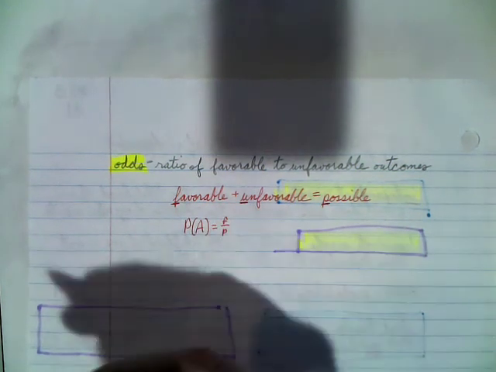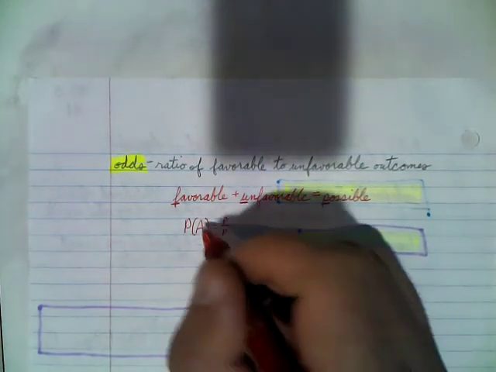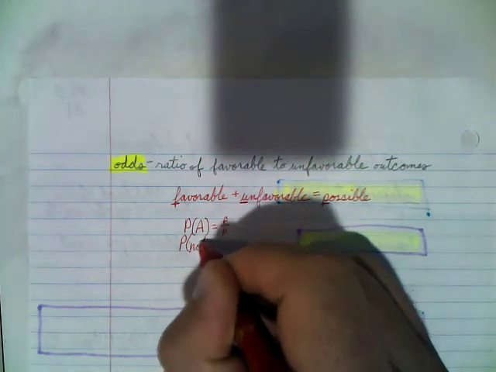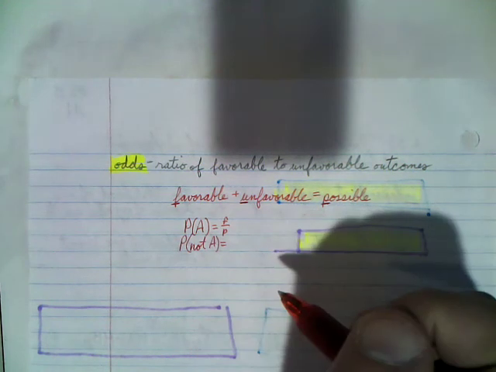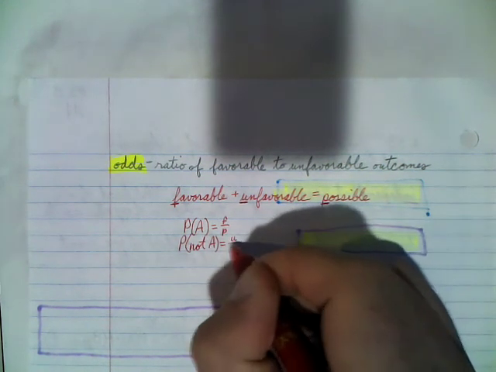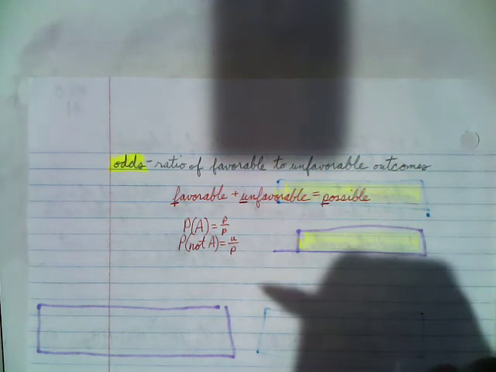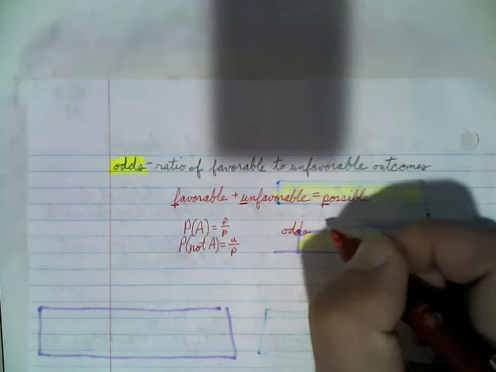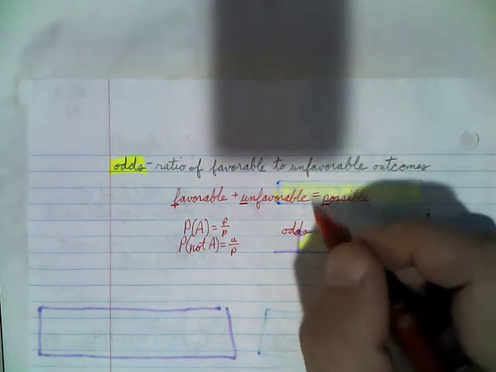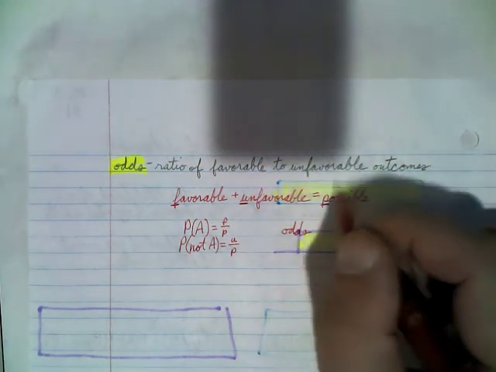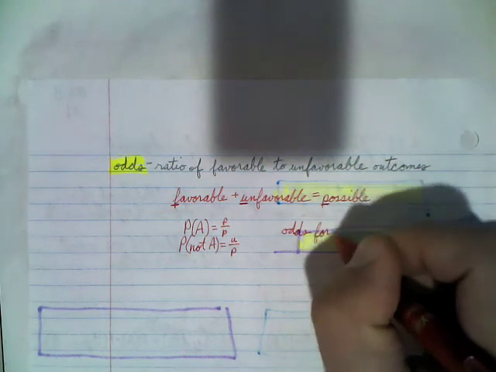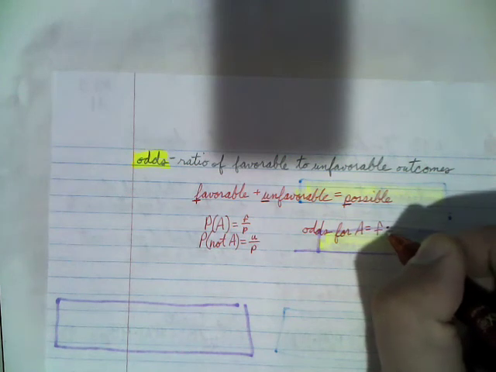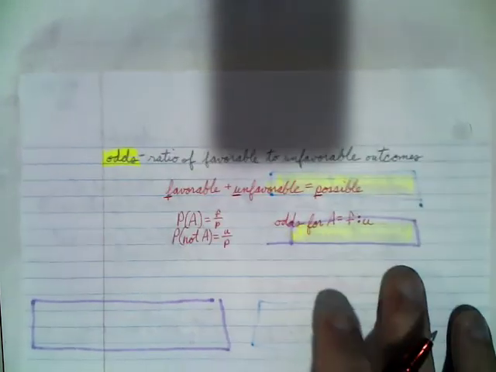On the other hand, if I asked you for the complement of this, the probability of not A, then this would be the unfavorable over the possible. When it comes to odds, odds are favorable to unfavorable. So the odds for A are going to be the favorable, and then we typically write odds with a colon. So the favorable to the unfavorable.